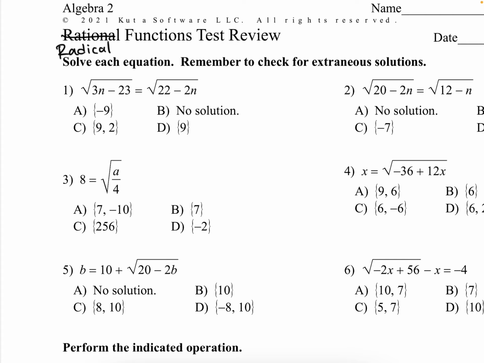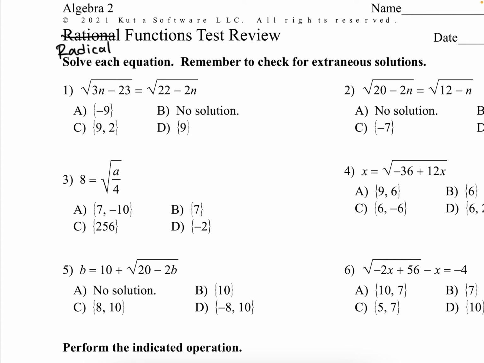So here it tells us to solve each equation, and then it tells us to remember to check for extraneous solutions. So checking for extraneous solutions, if you remember, is plugging in the value that you get at the end into your original equation and checking to see if that value actually works. If the value works, then it is the solution. If the value does not work, then that problem is a no solution. So we're going to start with number 1.